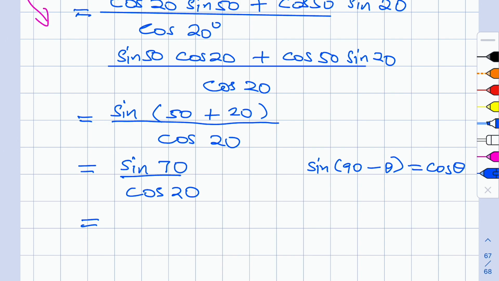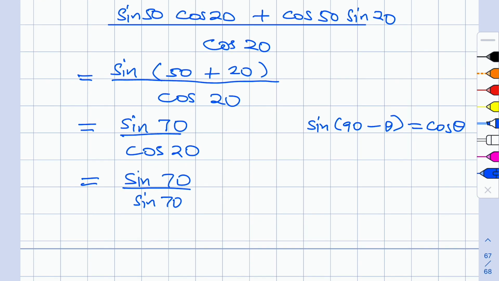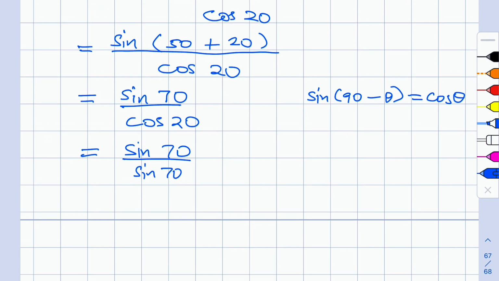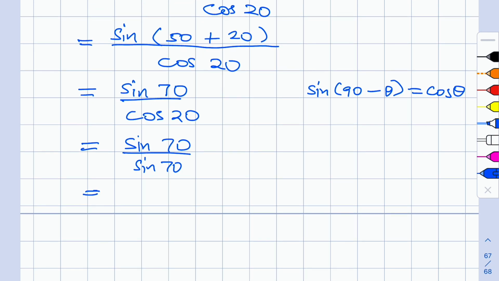So here I can write this as sine 70 over cos 20. Remember, cos 20 is the same as sine 70 by using the same rule. So that will give us sine 70 over sine 70, and sine 70 divided by sine 70 should give us 1. So that would be the final answer.